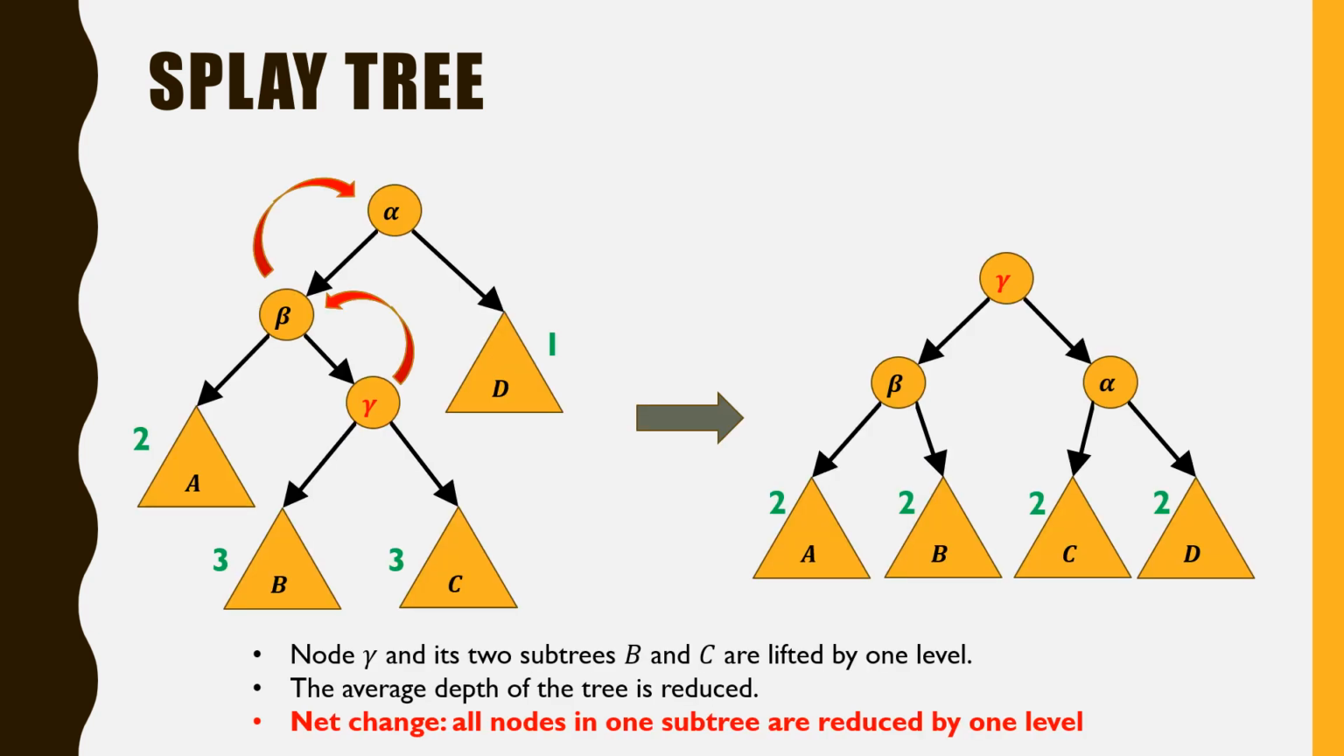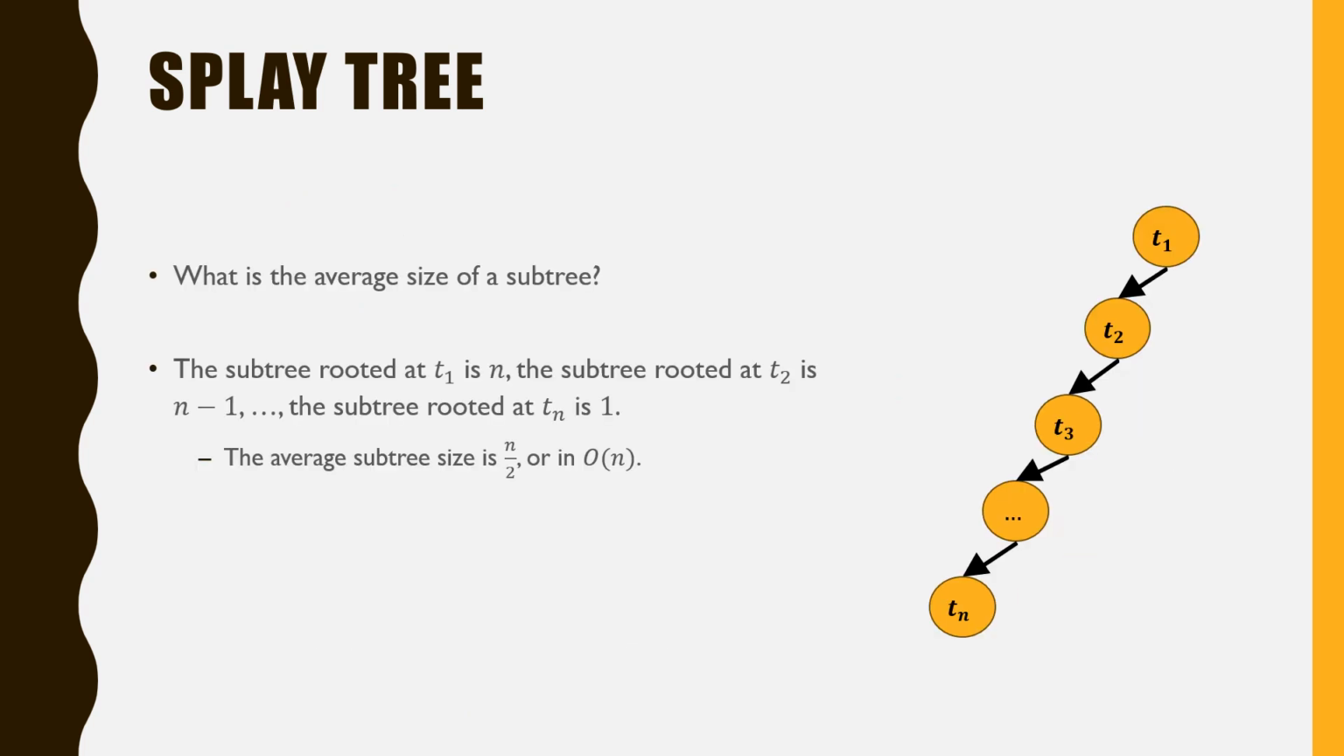Recall that only the zigzag splaying operation is capable of reducing the average node height. This operation lifts an entire subtree by one level, reducing the heights of all nodes within that subtree by 1. Now, the question becomes determining the average size of a subtree. Recall that the discussion is made under the assumption that the height of the tree is O(n).